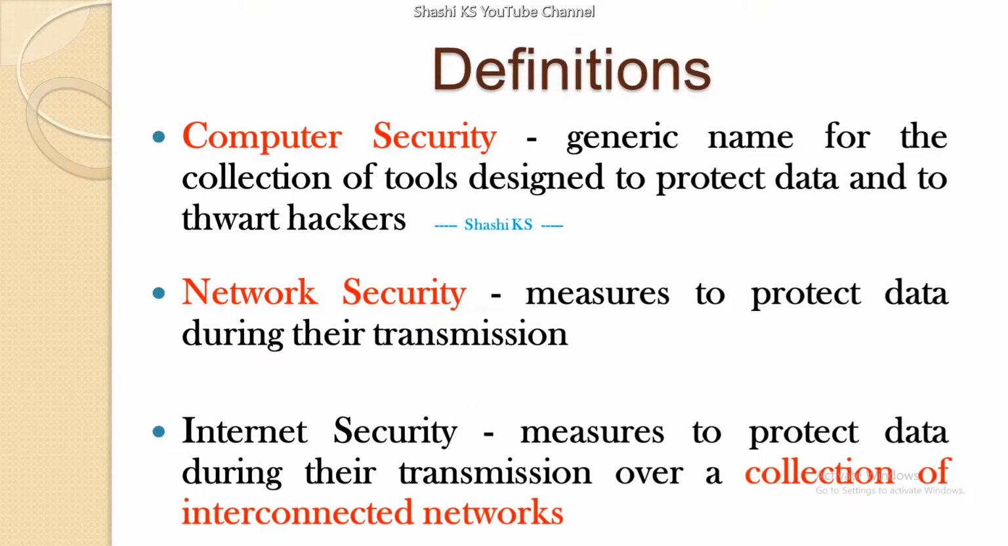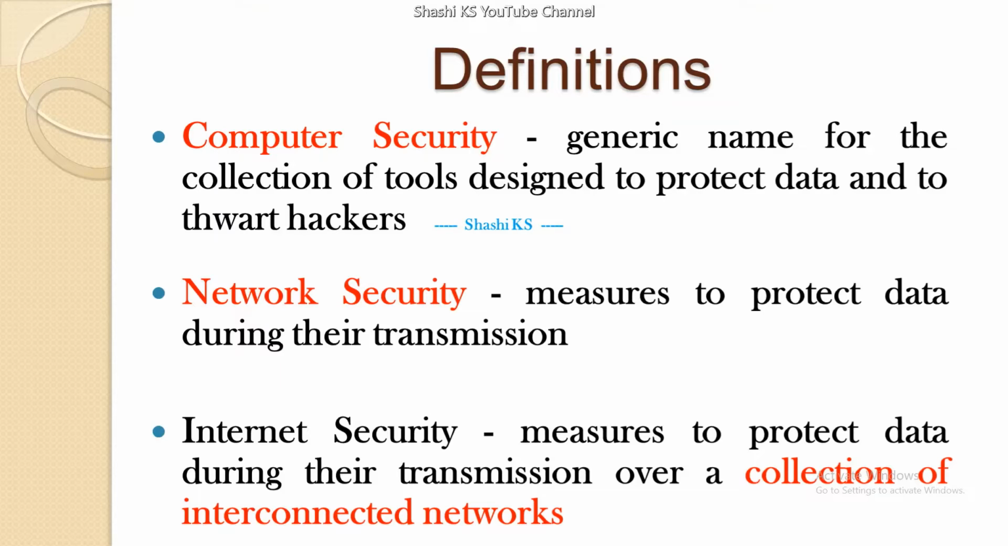This has led to the definitions of three important terminologies. One is computer security. Computer security is nothing but a collection of all those tools which are designed to protect the data and to prevent hackers. Whatever tools we have to protect the data and prevent hackers, everything comes under computer security. The second one is network security. As I told you before, data is going to travel in a network, over a communication facility. So the measures which we take to protect the data during its transmission come under network security.